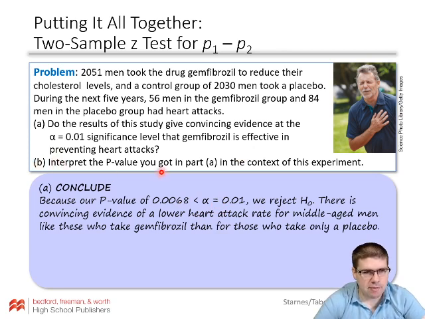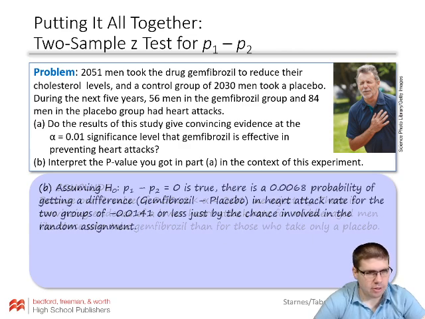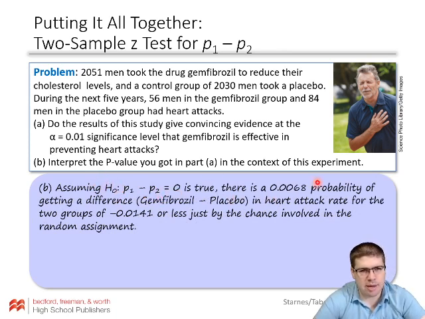So last part, interpret the p-value you got in part A in the context of this experiment. Assuming the null hypothesis is true, always start that with a p-value even now. Assuming H naught, p1 minus p2 equals 0, there is about a 0.0068 probability of getting a difference in heart attack rate for the two groups of negative 0.0141 or less just by chance involved in random assignment. Okay, yeah, I guess sampling variability is wrong. It's the random assignment variability. And so that is our full significance test for a drug study like this.